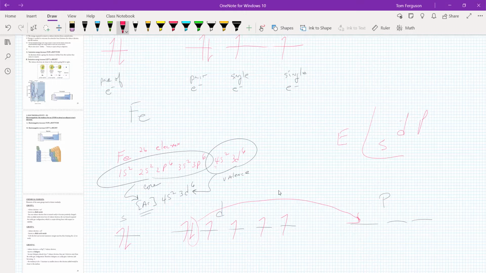So we promote an electron here up to here. It's making it more unstable. So what does that electron want to do? It wants to go back, yeah. So it takes energy to go up, and then when it comes back down, it gives off energy. And if the energy is in the visible spectrum, we'll see it.